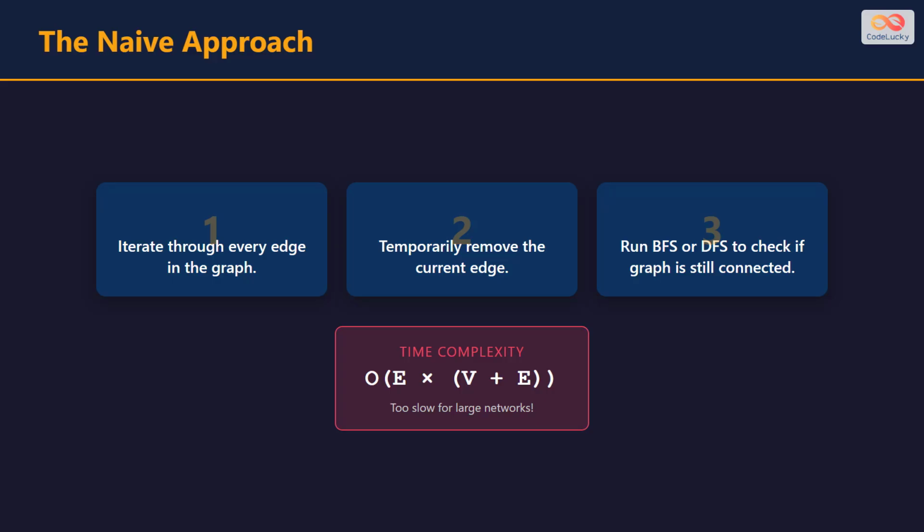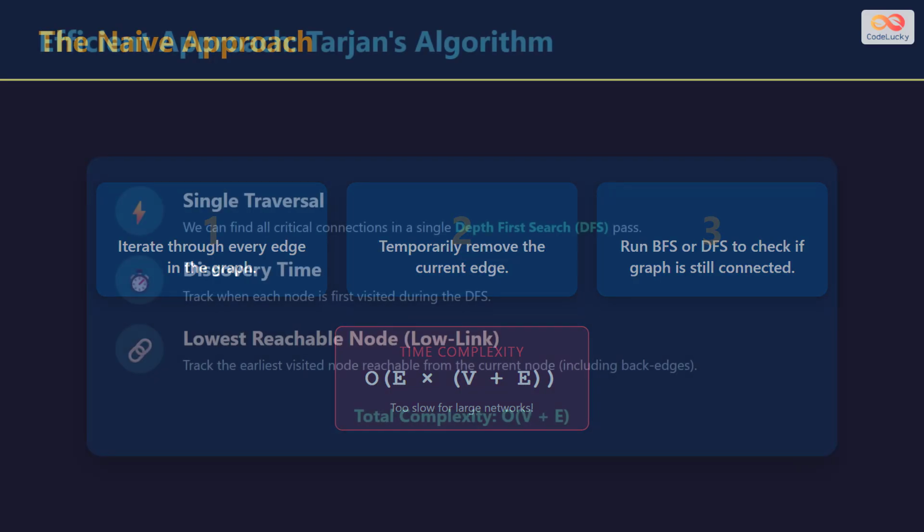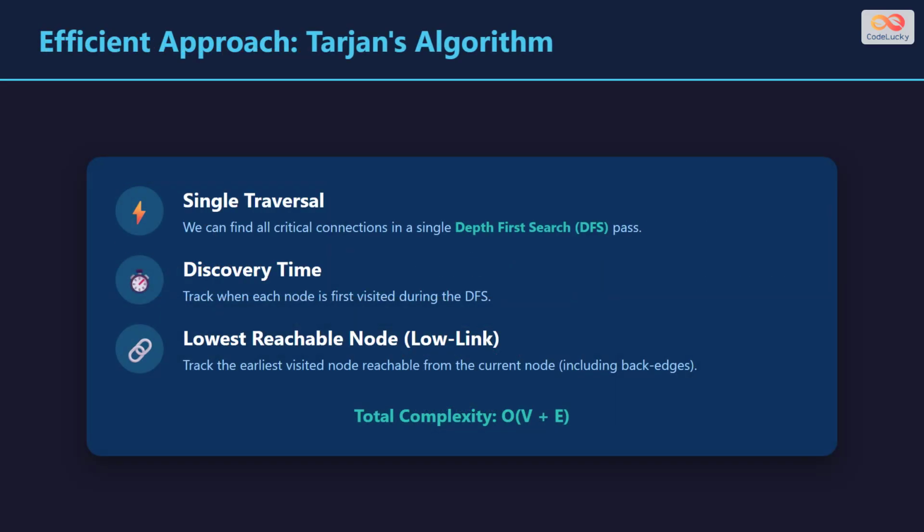A simple way to solve this is to iterate through every single edge in the graph. For each edge, we temporarily remove it and then run a traversal like breadth first search or depth first search to check if the graph is still connected. While this works, it is very slow, with a time complexity of O(e squared), which is not suitable for large networks. We can do much better.